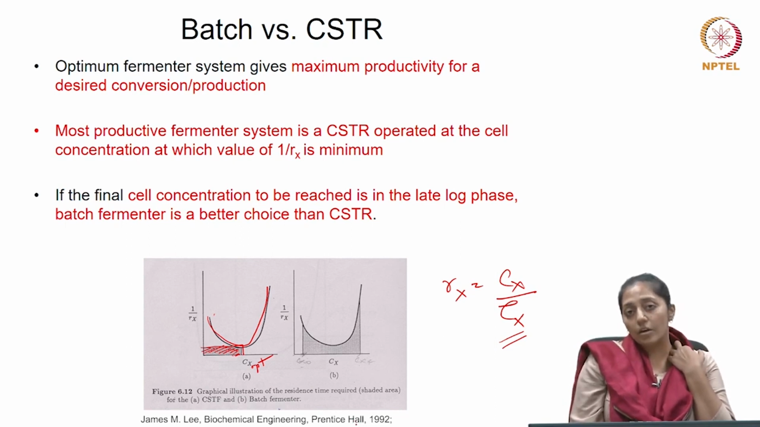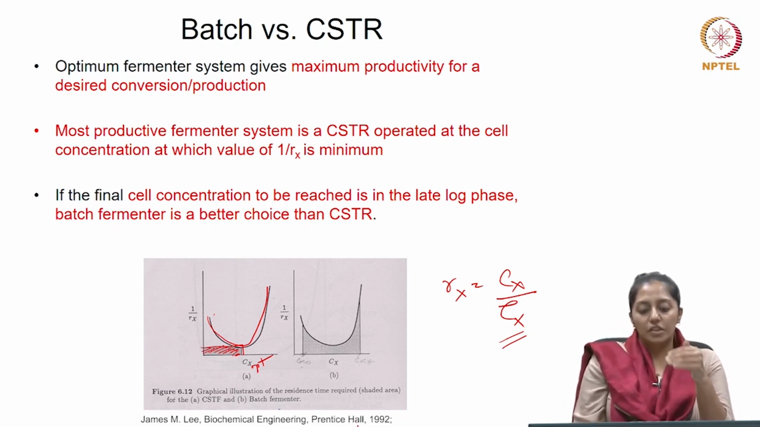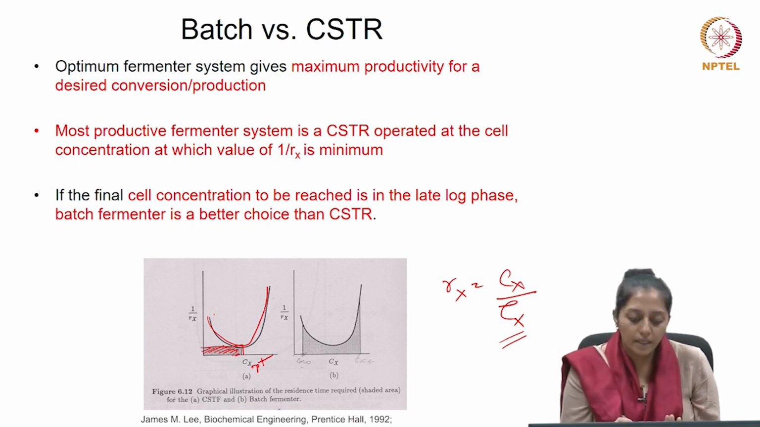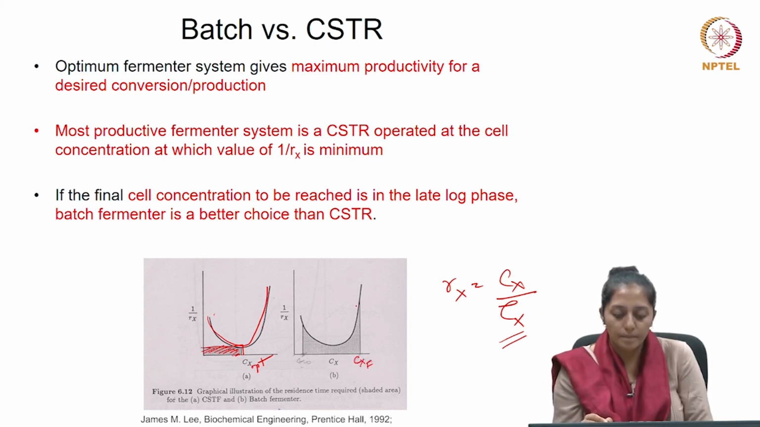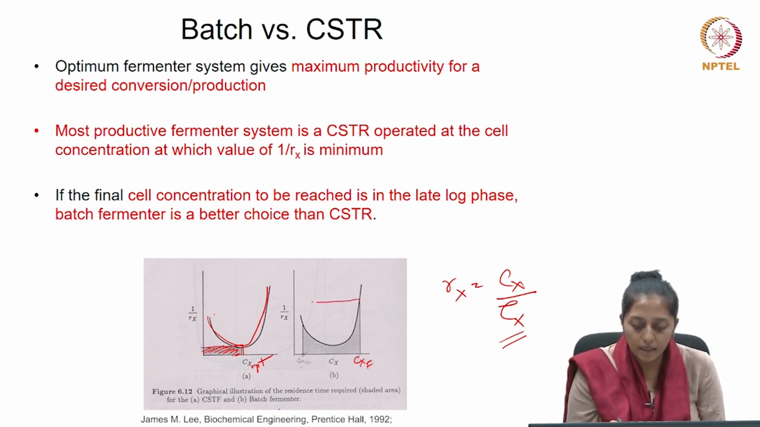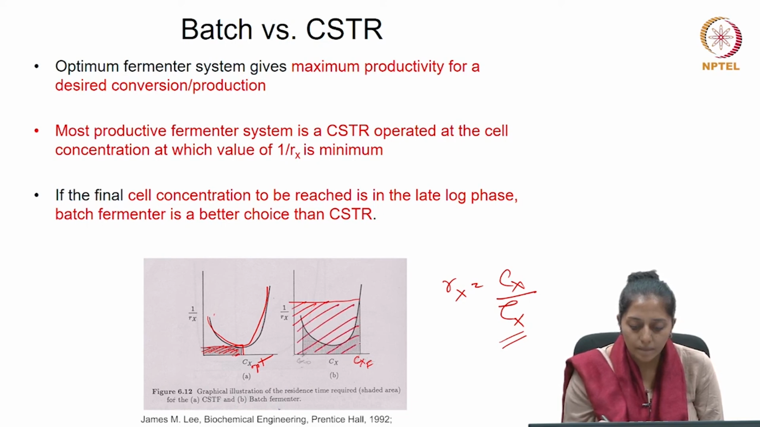Now, if the final cell concentration which is to be achieved is in the late log phase, somewhere here when the substrate is getting depleted, then what can be a better fermenter? Then a batch fermenter is a better choice than a CSTR. How? Let us suppose this is the final biomass concentration which is coming in the late log phase. If we run a CSTR at this point, the residence time would be the shaded area.